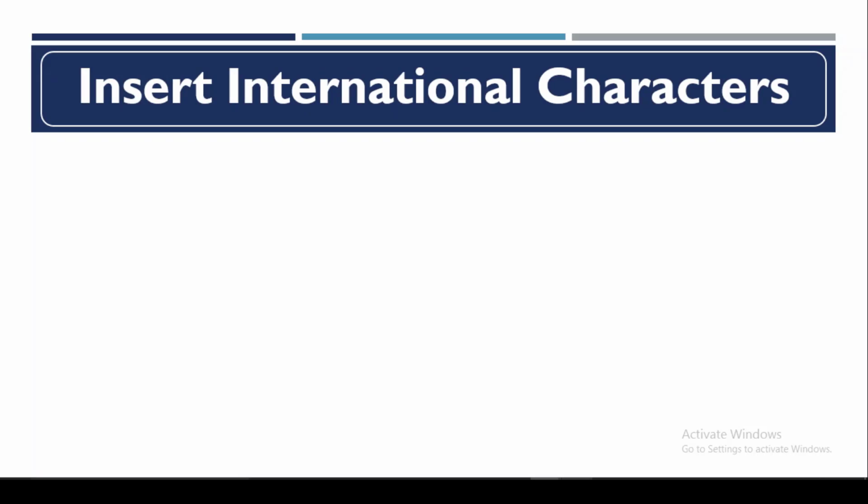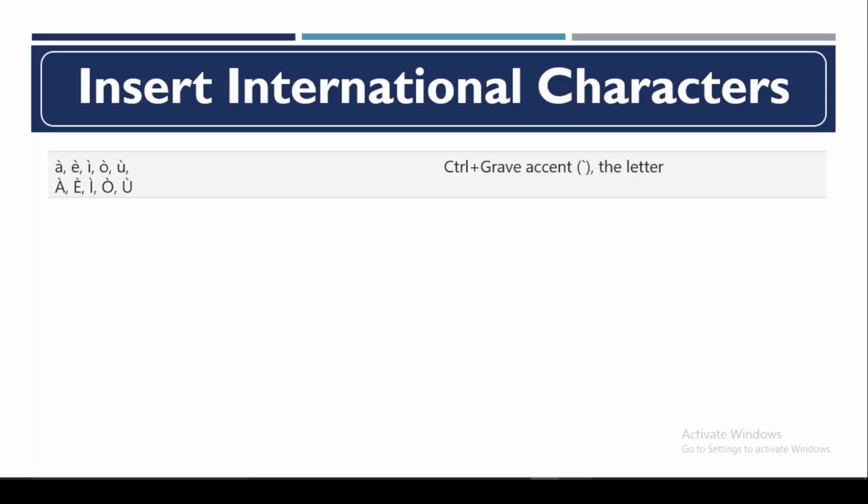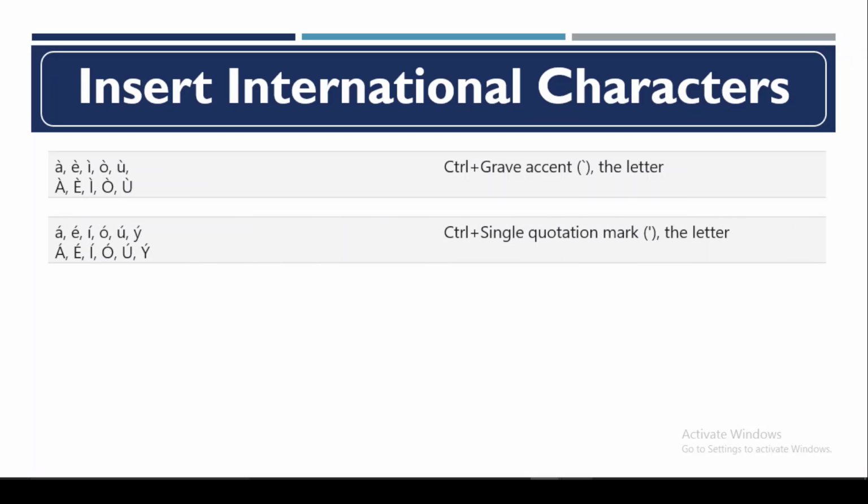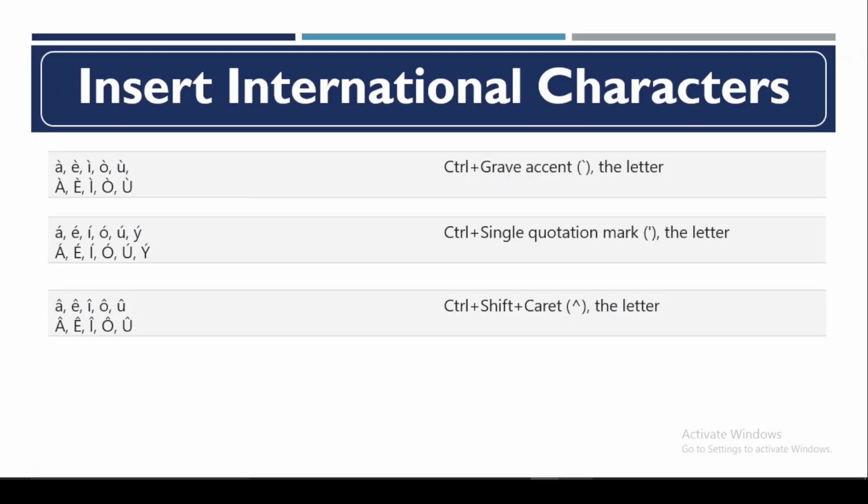To type a lowercase character by using a key combination that includes the Shift key, hold down the Control plus Shift plus symbol keys simultaneously, and then release them before you type the letter. A-I-O-U, press Control plus grave accent. A-A-I-O-U-Y, press Control plus single quotation mark. A-E-I-O-U, press Control plus Shift plus caret. A-N-O, press Control plus Shift plus tilde.